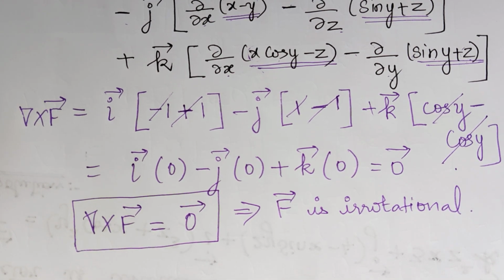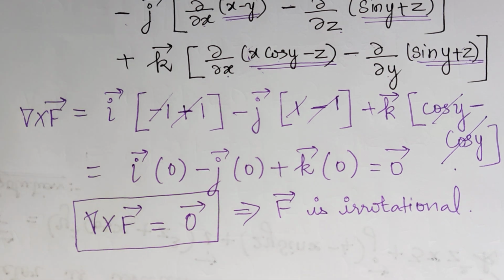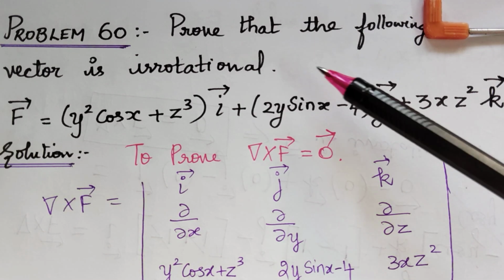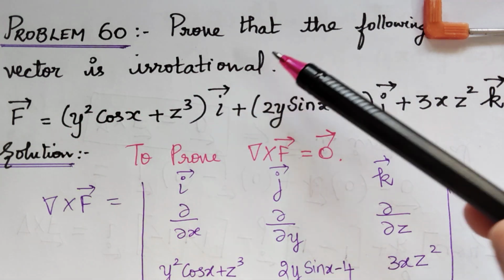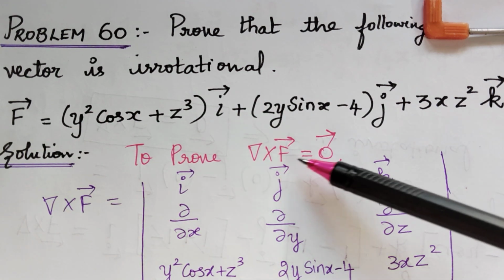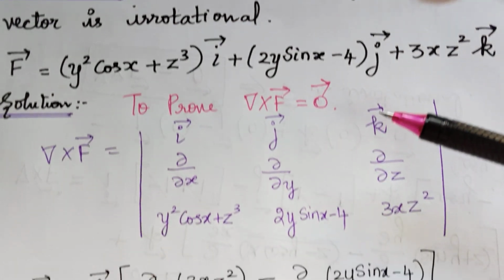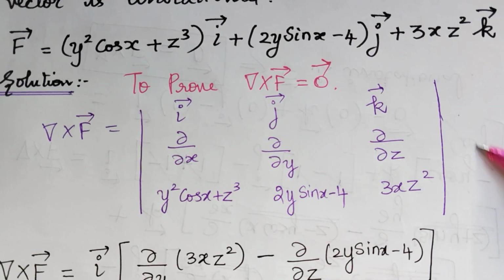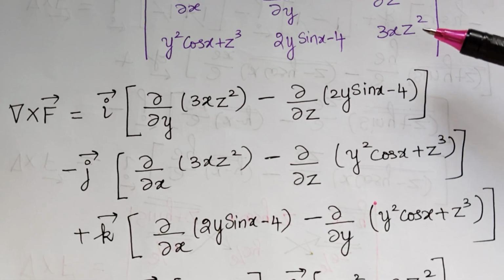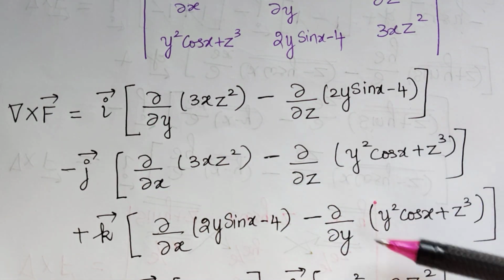I have already solved one more problem for you. You can quickly have a glance at it. So here we have problem 60. We have to prove that the following vector is irrotational. So f vector is given here. We have to prove that nebla cross f vector is 0 vector, for which I have written the determinant. Now we have to find the value of this determinant. So this is the value of the determinant.